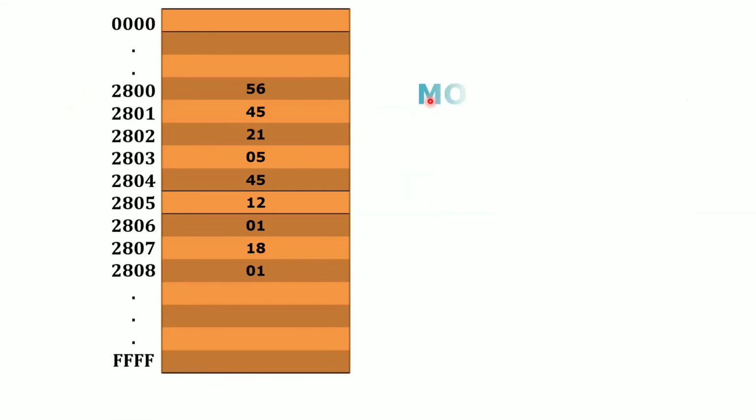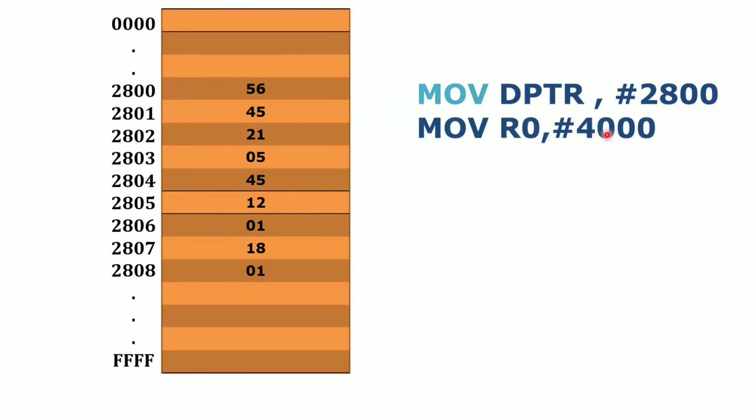So first of all I will use MOV DPTR, #2000. What is this addressing mode? Immediate addressing mode. I told you whenever I write #, this is nothing but your data. I have copied the data into DPTR, that is 2800. Now DPTR consists of 2800, and the next one, R0, consists of 4000.